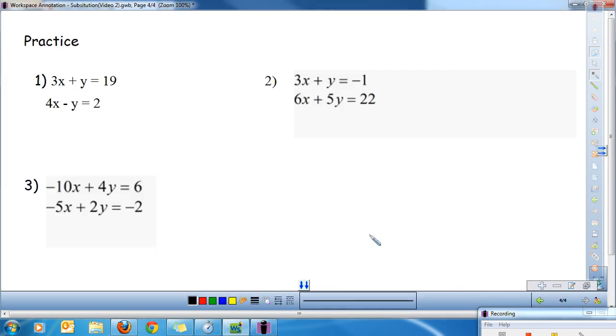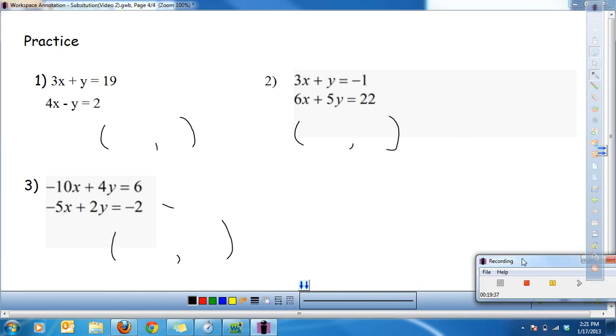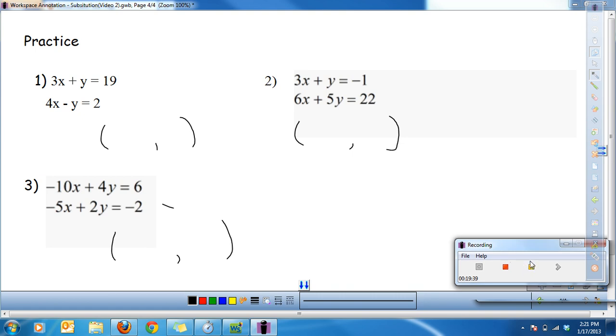So here are 3 practice problems. Pause the video, try the practice problems. You should know before you resume and press play to check your answers that your answers are right based on your check. Make sure that for every single one of these practice problems, you have a solution that is in an ordered pair. If you solve for x and y but don't put it in an ordered pair, you are incorrect. So go ahead and pause your video now, try the practice problems, and then press start when you're ready.